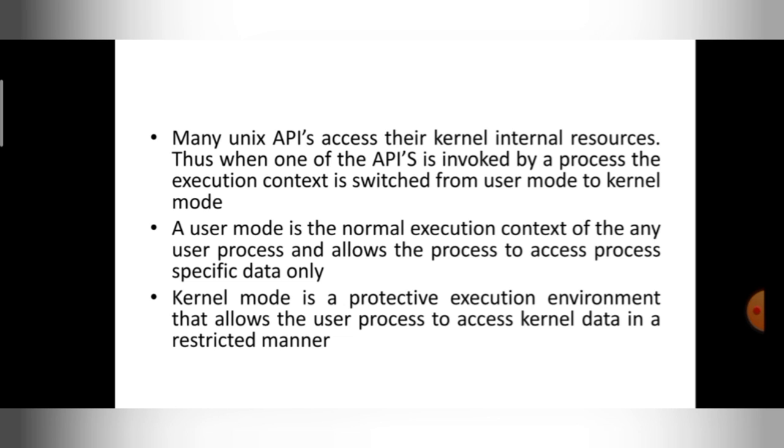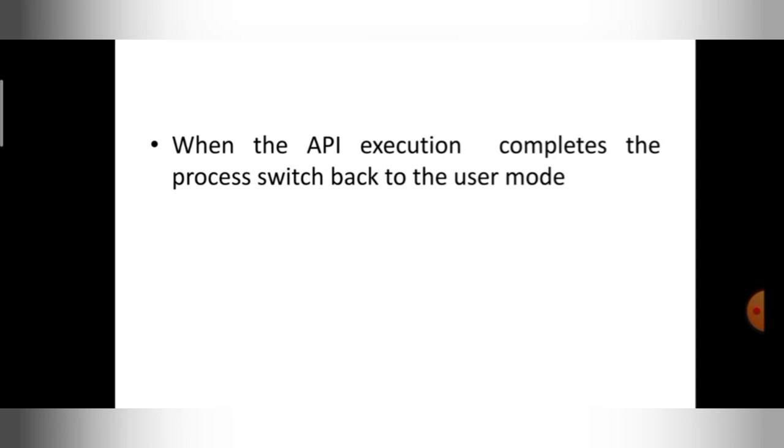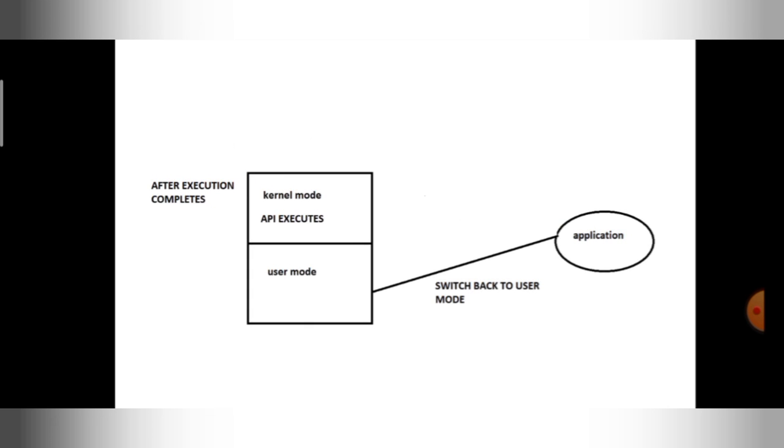mode, again it can switch back to the user mode. Context switch happens again from kernel mode to the user mode. Getting, guys? So when API execution completes, the process can switch back to the user mode from kernel mode, right? See the diagram. Once the execution completes, it can switch back to the user mode. Application can switch back to the user mode. You can see there in the diagram. Hope you are getting, guys. If you have any doubts, please post your doubts in the comment section, right?